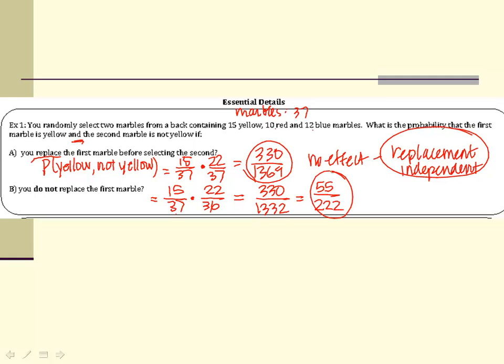Now, did my first yellow draw affect my second one? The answer is yes. If you look, this was affected because the number at the bottom was changed. This is a dependent event then when I don't replace. And those are the kind of things we want you to keep in mind. What does it mean to be independent? What does it mean to be dependent? Okay, one last example.